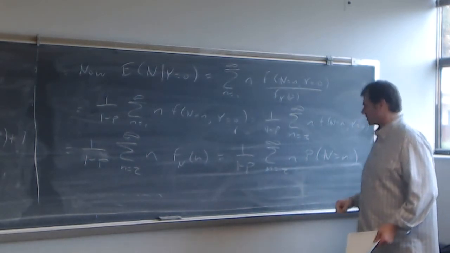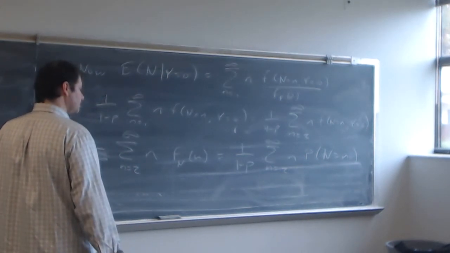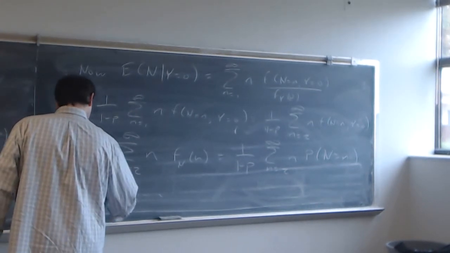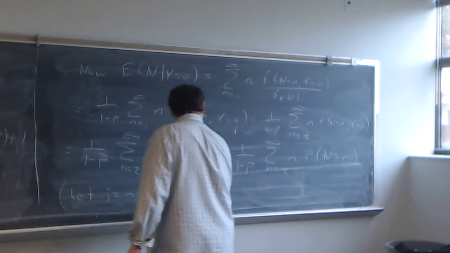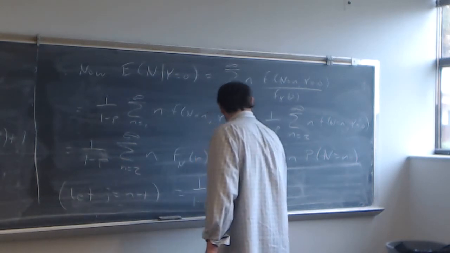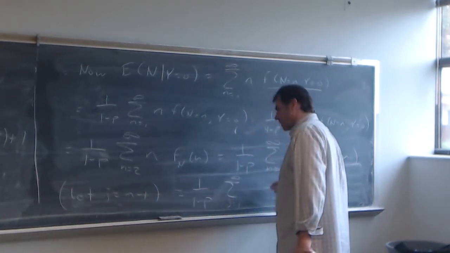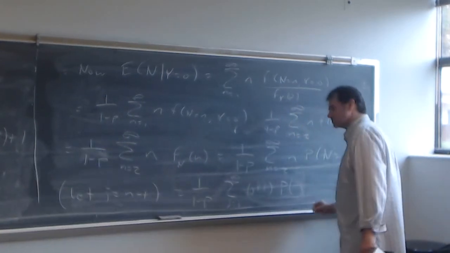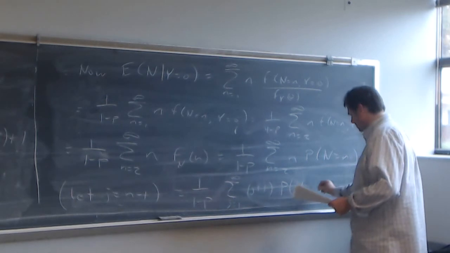Okay, just to make things look a little bit clearer in terms of the formatting here, let's let J equal n minus 1. So still dealing with this quantity, we have 1 over 1 minus p, sum, J runs from 1 to infinity. Wherever there's an n, I write down J plus 1, times the probability that N is equal to J plus 1.